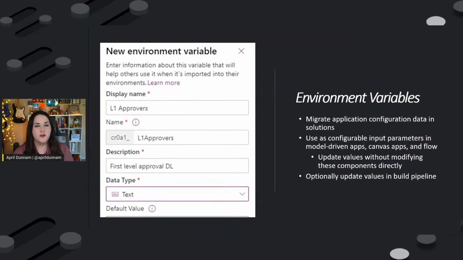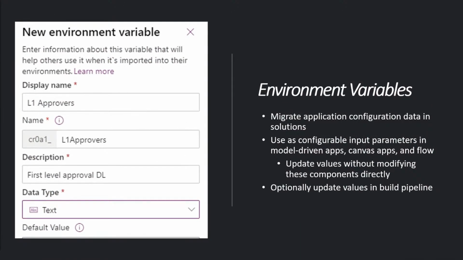Now, another thing that it offers to make it feel like a true application development tool is something called environment variables. And really, that's just the Power Platform's way of giving us the ability to have a config file when we're packaging up the solutions that we built in the Power Platform. So we can migrate these application configurations, and we can use configurable input parameters inside of all of our different types of Power Apps or our Power Automate workflows. And we can update values without having to modify the components directly. So we can have that config file and make a seamless experience for moving our applications from dev, test, or prod and into other tenants.